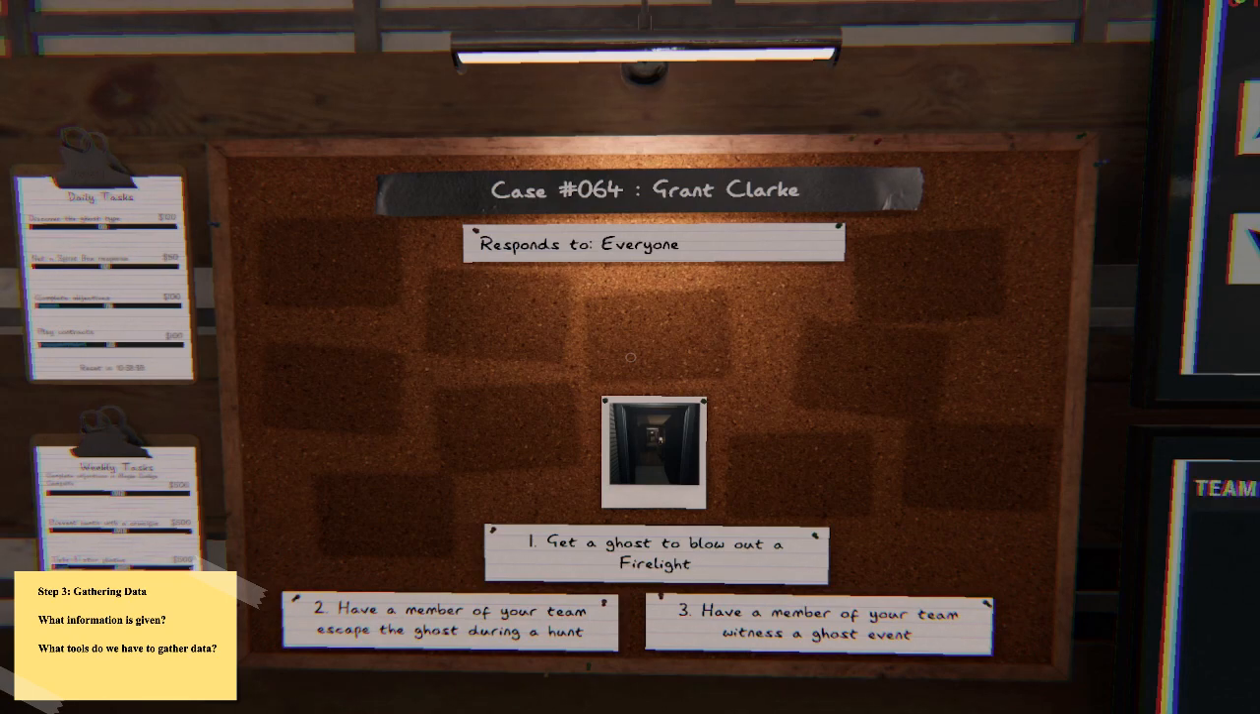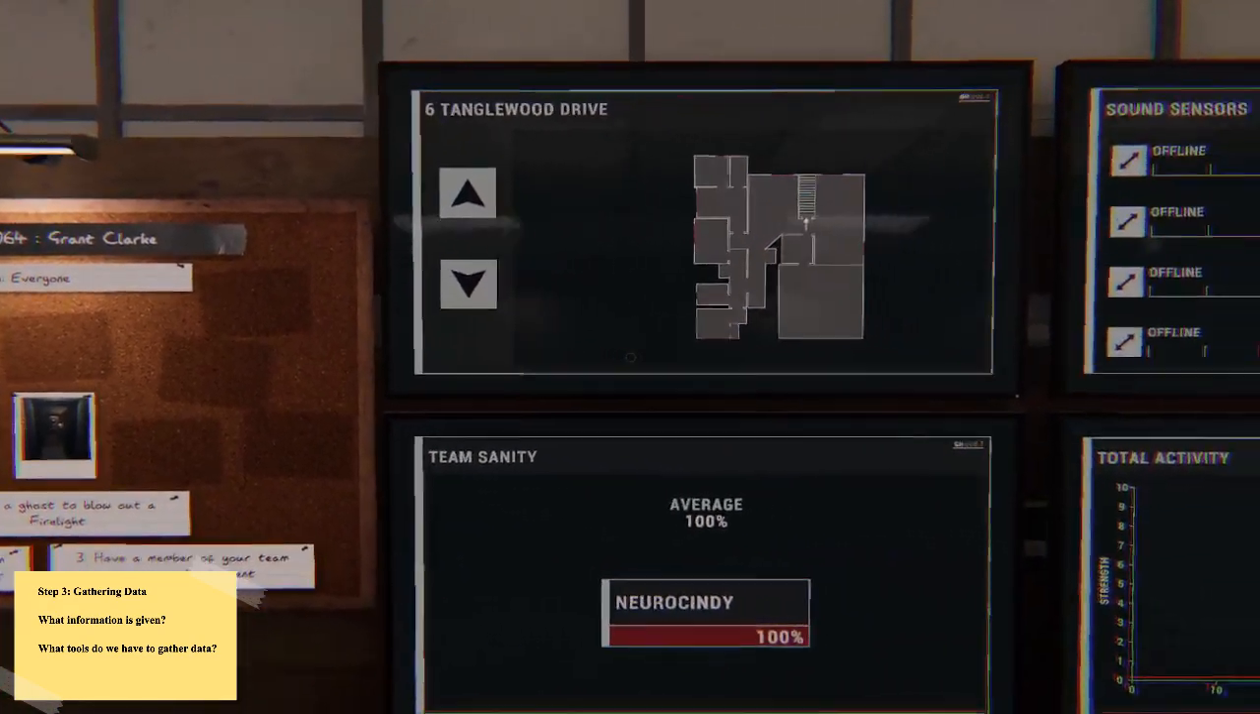We know that the ghost's name is Grant Clark, and it responds to everyone. It also gives us 3 little mini missions, which is to get a ghost to blow out a firelight. So for us, that would be a candle. Have a member of your team escape the ghost during a hunt. I guess that would be me since I'm playing alone. And have a member of your team witness a ghost event.